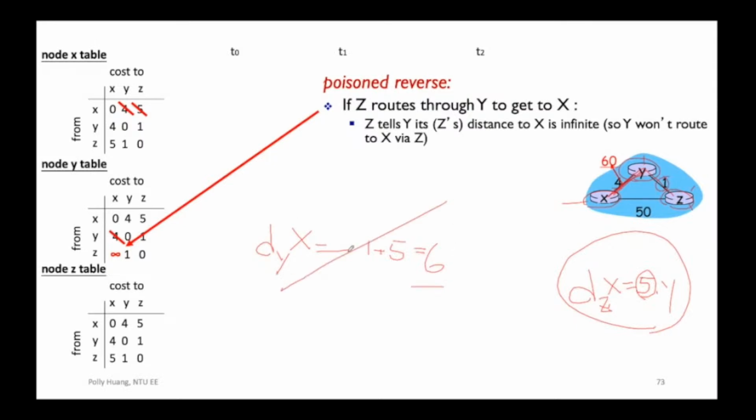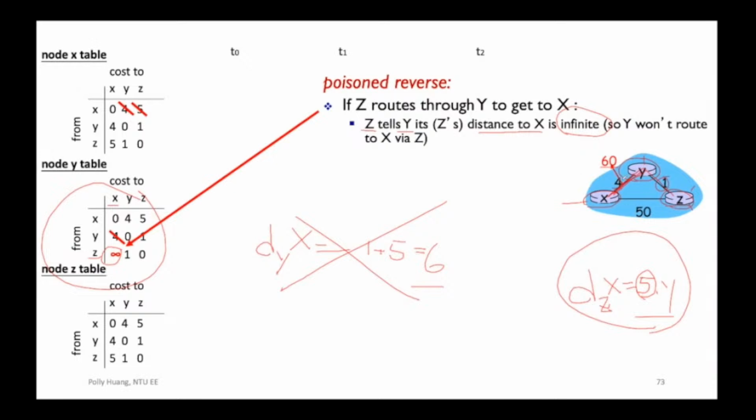So to avoid confusion such as this, we should stop z from continuing to tell y this is the shortest distance. So z tells y instead that the distance to x is not 5, instead being infinite. And that is what you're seeing here. The distance from z to x in y's table is now infinite. And how do we achieve that?